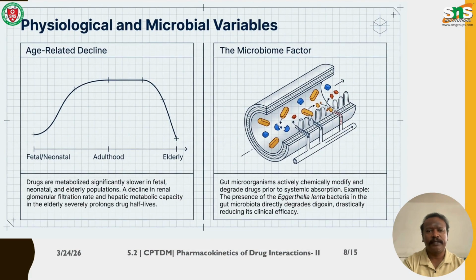Drug metabolism also depends on physiological and microbial factors. Age plays an important role. Drug metabolism is slower in fetus, neonates, and elderly patients due to reduced enzyme activity. Also, gut microorganisms can metabolize certain drugs before absorption. For example, some bacteria reduce the effectiveness of digoxin.